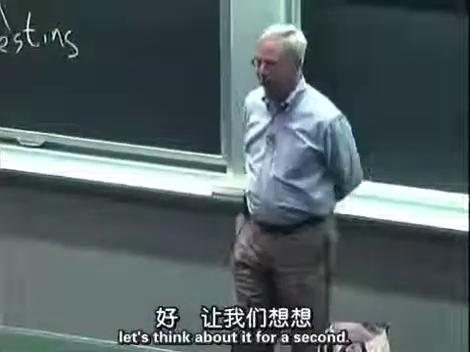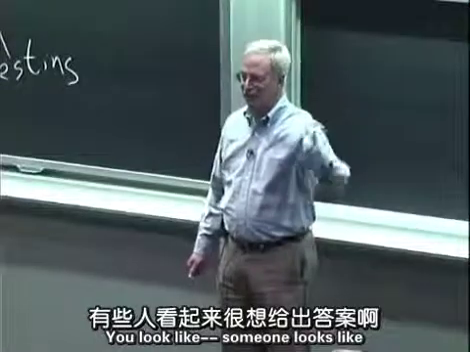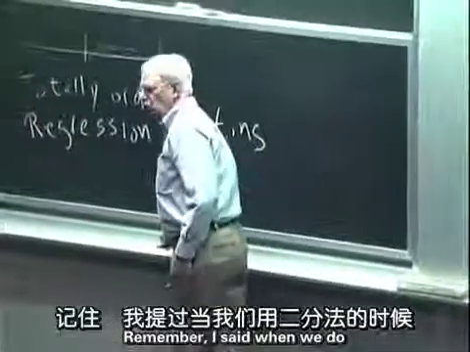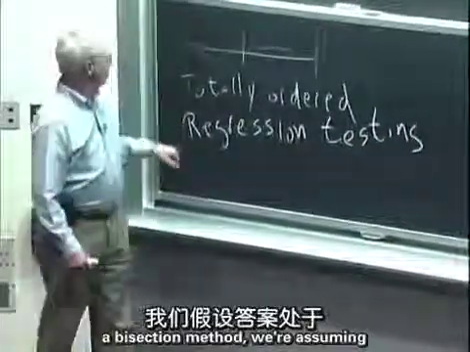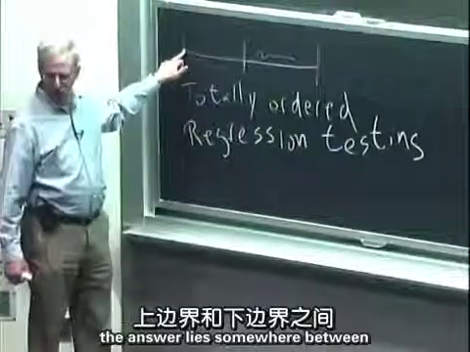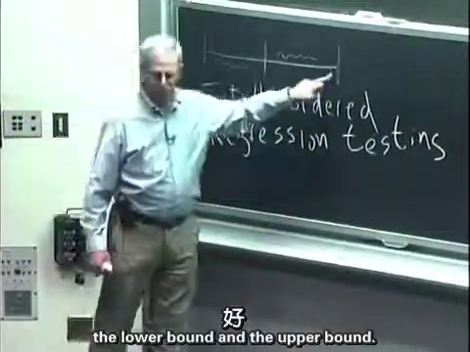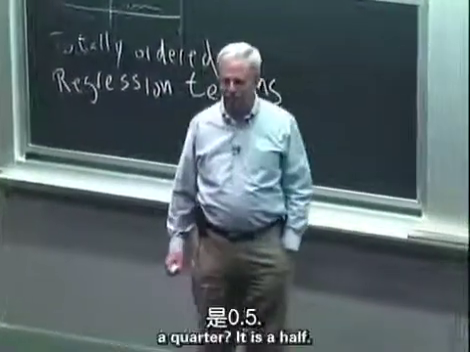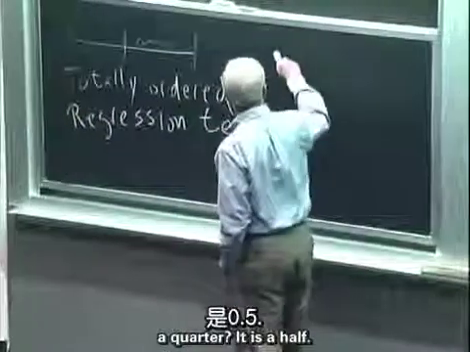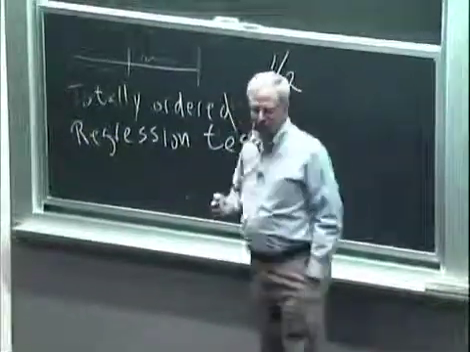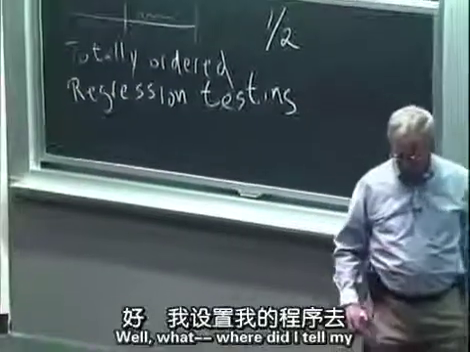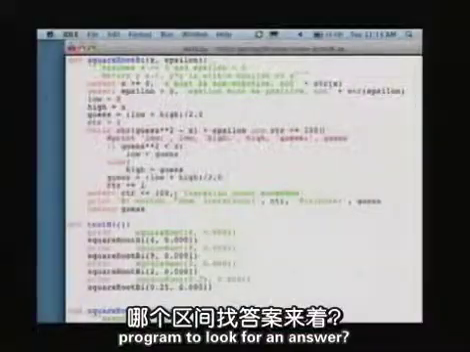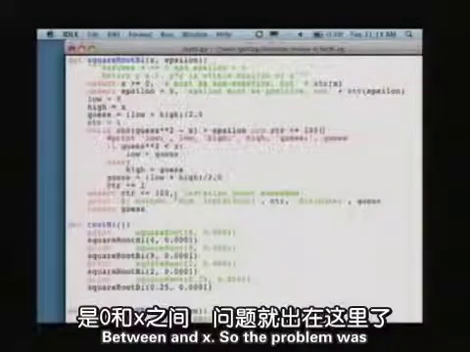Well, let's think about it for a second. Someone looks like they're dying to give an answer. No, you're just scratching your head? All right. Remember, I said when we do a bisection method, we're assuming the answer lies somewhere between the lower bound and the upper bound. Well, what is the square root of 1/4? It is 1/2. Well, where did I tell my program to look for answers? Between 0 and x.